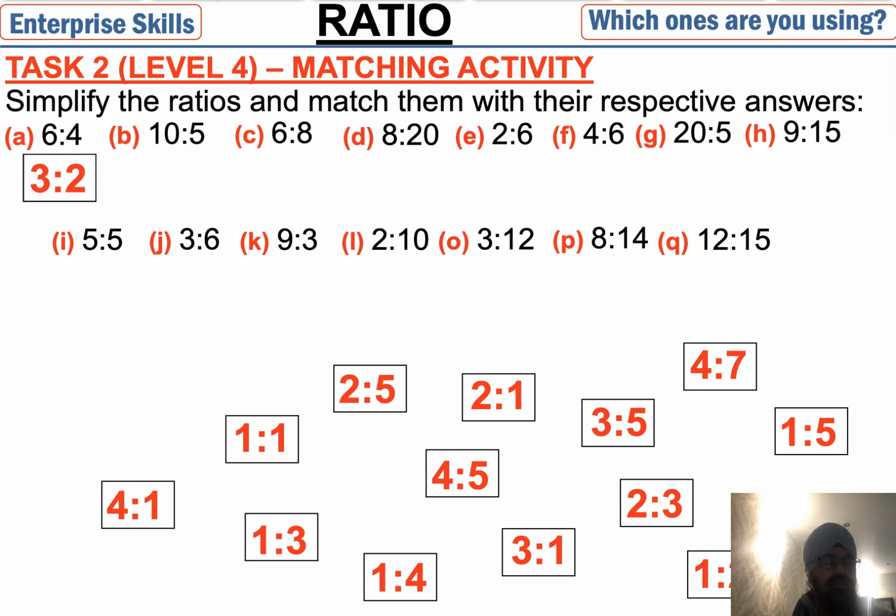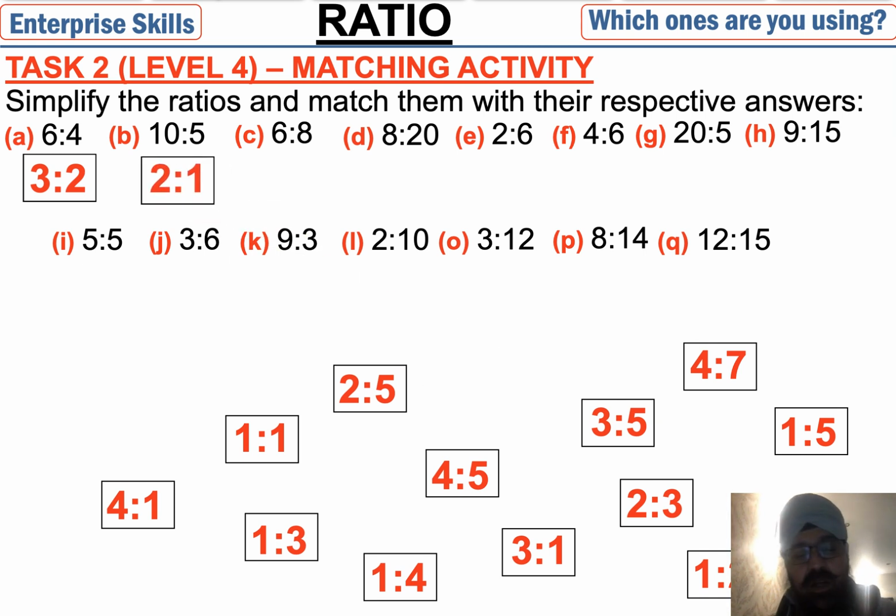Okay, so 10 to 5, 5 can go into both of them. So 10 divided by 5 is 2, 5 divided by 5 is 1. So have a go at doing all these questions, and I will put the answers up. I'm trusting you that you are pausing the video here and not looking at the answers yet, and once you've done that you can check your answers. I'll give you a couple of seconds to look.